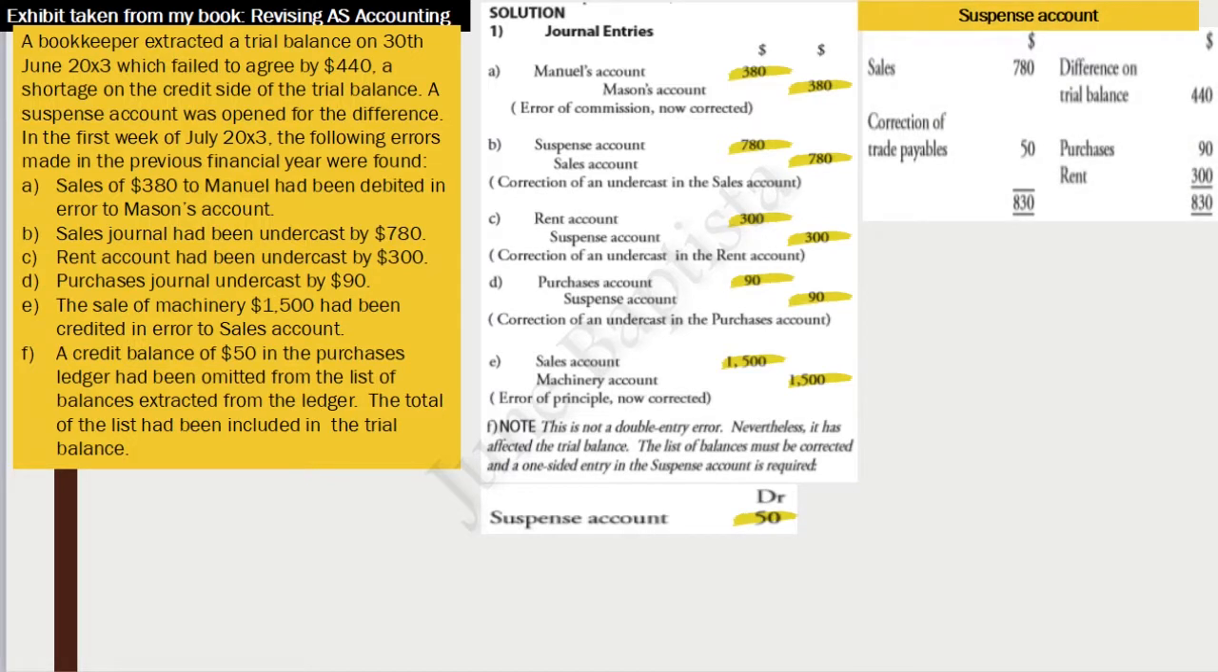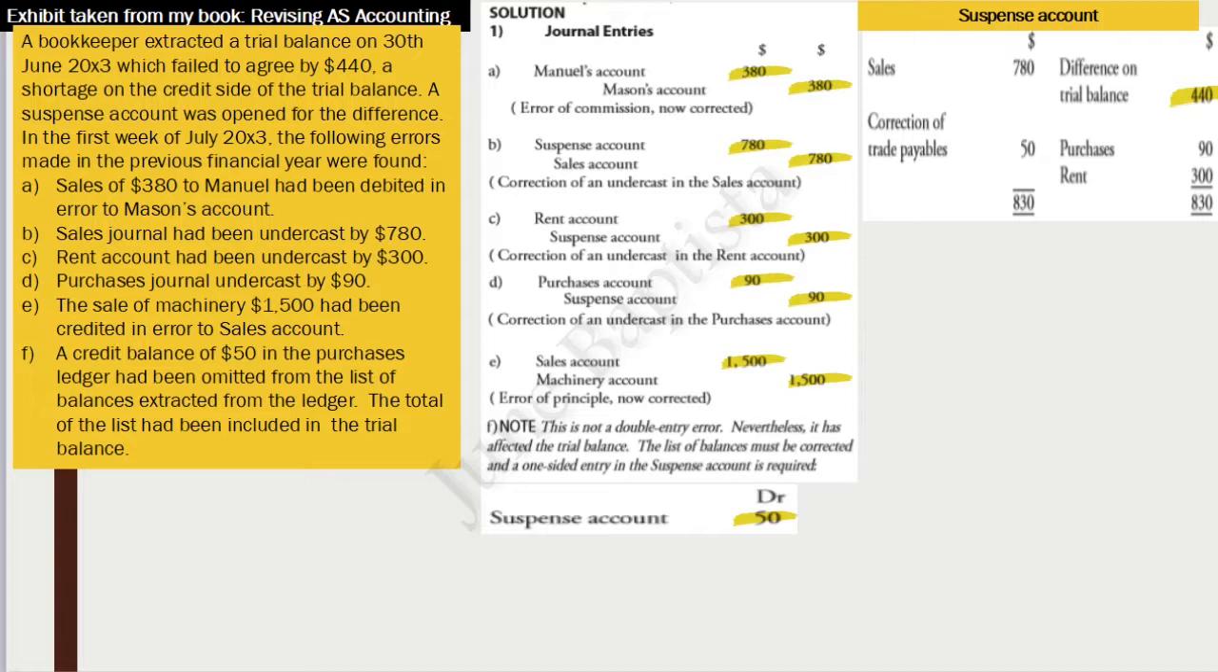Let us now open a suspense account by recording the difference in the trial balance. As the difference was a shortage on the credit side, we will enter $440 on the credit side of the suspense account. Now let us go through each error and make entries in the suspense account. Error A, the suspense account is not affected.